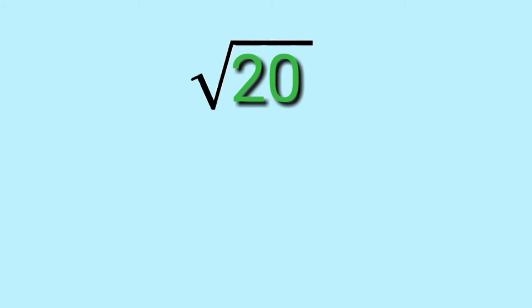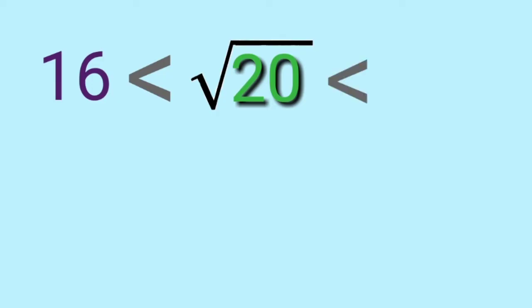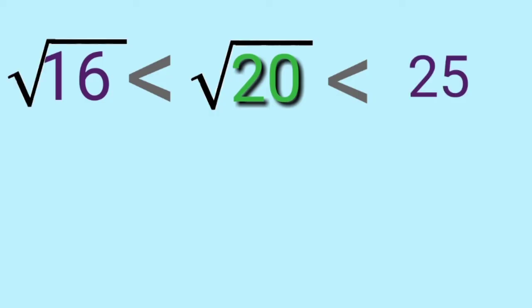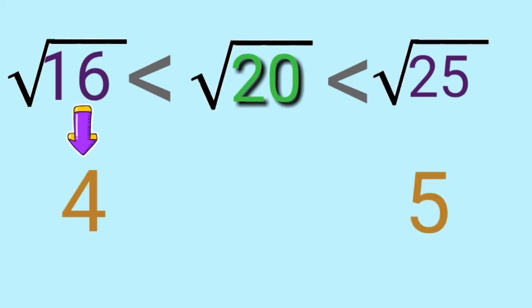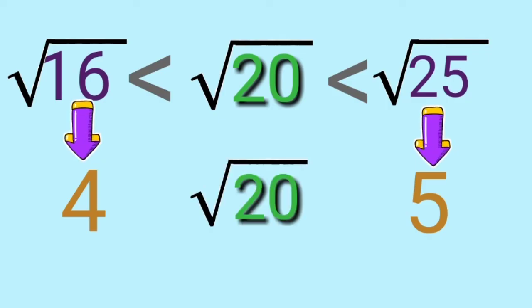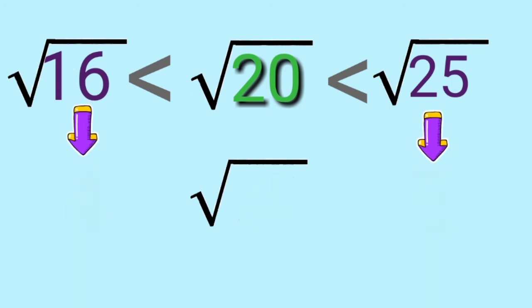This time, can you determine between what two integers square root of 20 is? Let us try. The perfect square lower than 20 is 16. The perfect square higher than 20 is 25. Now, taking the square root of 16 and 25 will give us 4 and 5. Therefore, we can say that the square root of 20 is between 4 and 5.